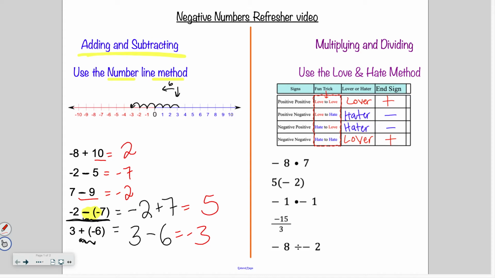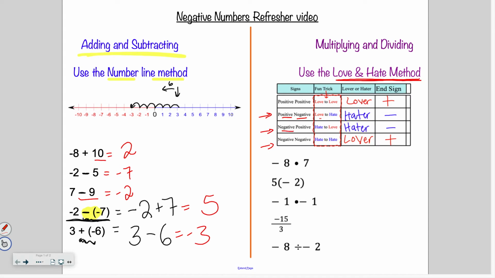The trick I have is the love and hate method. Okay, the love and hate method: you're thinking of your negative signs as haters, and your positive signs as lovers. And if you look at some of the things I've written out here, you don't need to copy this chart down unless you really want to, because you've done this before. So a positive number times a negative number, out loud, as you look at the problem, you're going to say, oh, that's a love to hate. If you love to hate, you're a hater, and you have a negative answer. Okay, your answer is going to be a negative number.